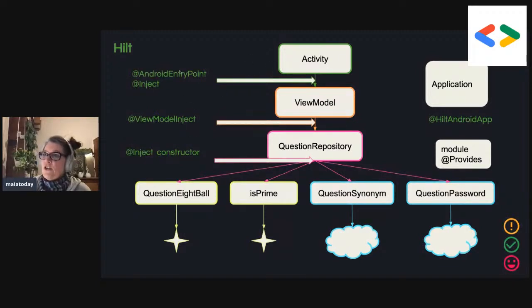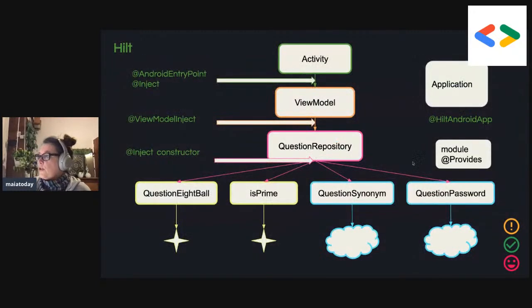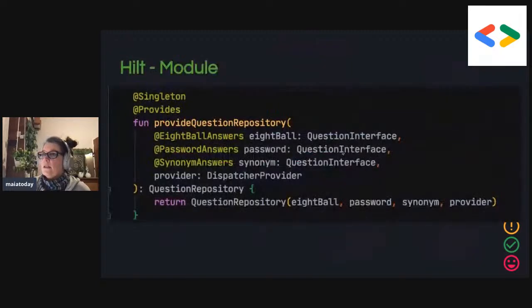And then your activity you annotate with Android entry point, and then wherever you want a field, you go @inject, and you can get the field that you need. So why would you use the module? In this particular case here, these objects have a similar interface, and it's difficult for the dependency injection framework to understand which one I want when I'm constructing this object. So in the modules, you can say exactly how you want this to be constructed.